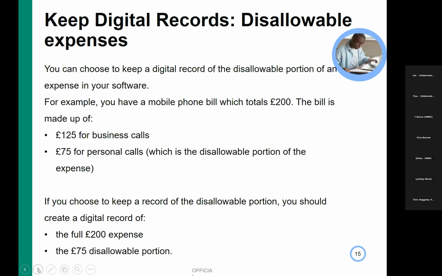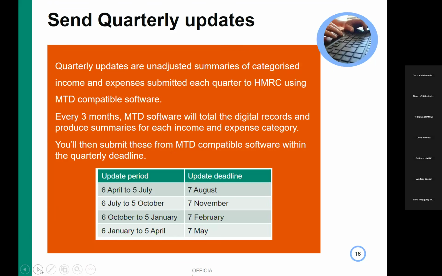Also on digital records, disallowable expenses, you can choose to keep a digital record of the disallowable portion of an expense in your software. For example, if you have a mobile phone bill which totals £200, the bill is made up of £125 for business calls and £75 for personal calls, which is the disallowable portion. If you choose to keep a record of the disallowable portion, you should create a digital record that divides them up as stated.